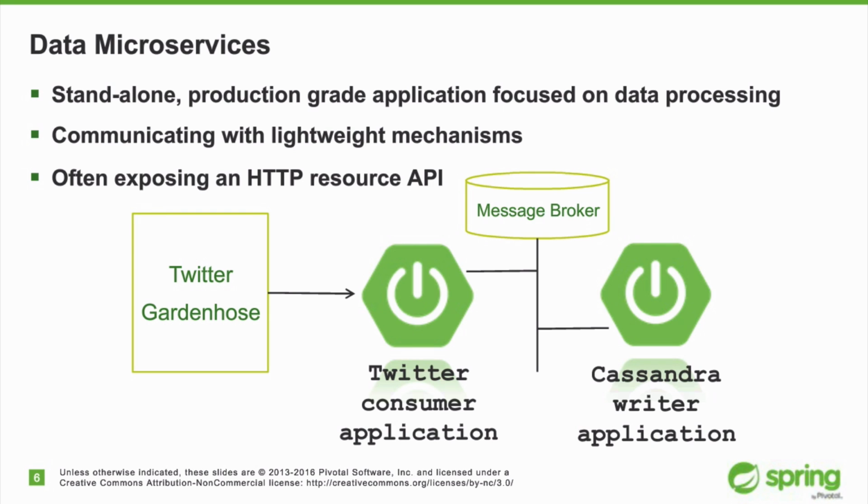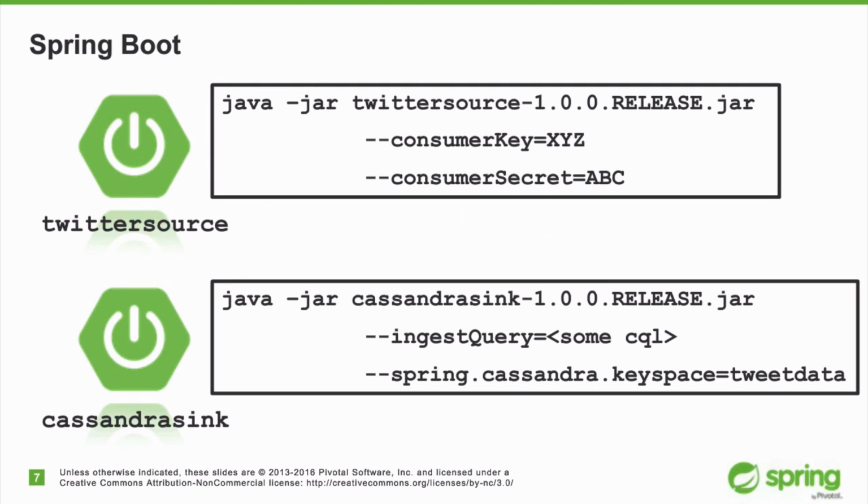So these are Boot applications, as you can see from the icon. We would have the Twitter app as well as the Cassandra app as self-contained Uber jars with all of the configuration properties, things like Twitter consumer key, consumer secret, that you would need to be able to make that connection to the garden hose feed. Those would be configuration properties within Boot so that you can pass them.